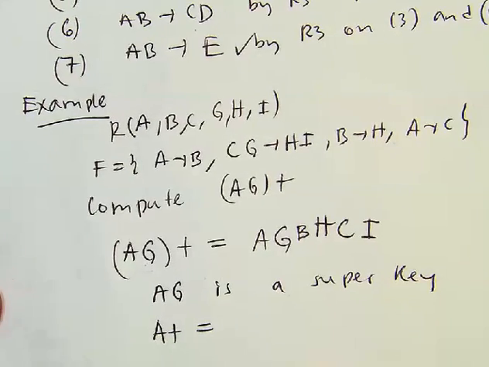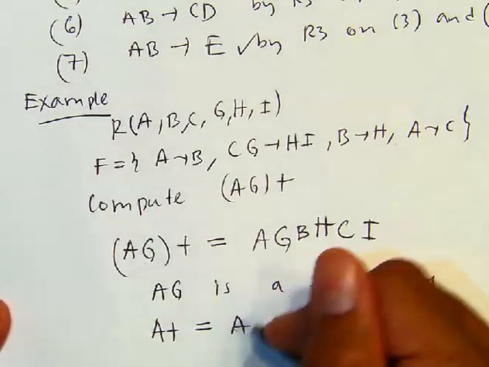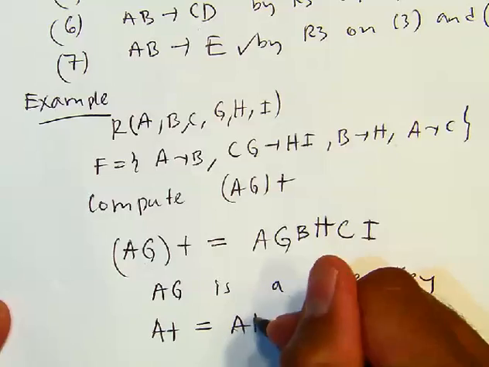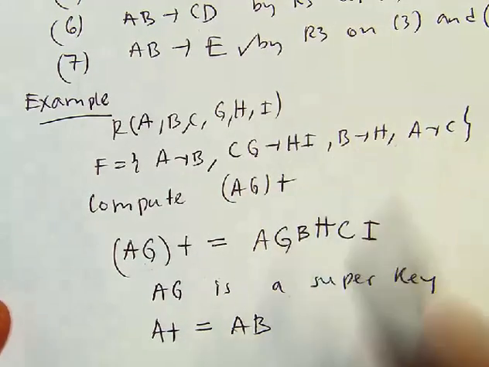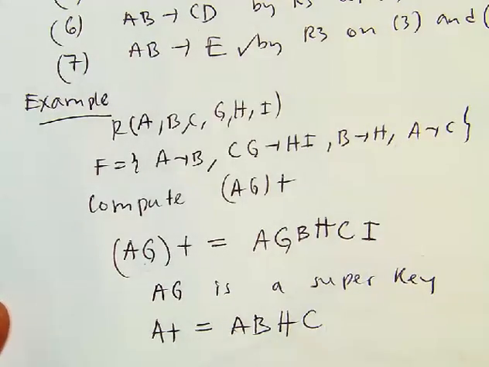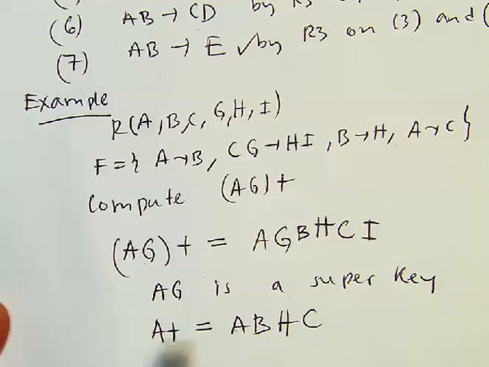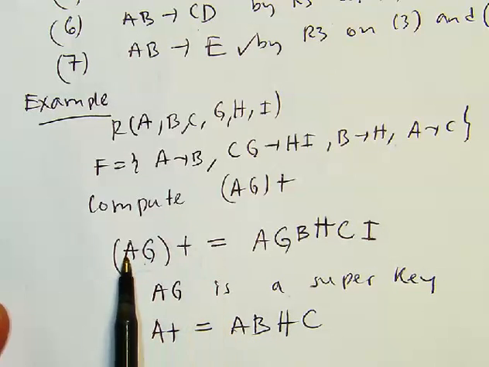A+. So for A+, we start with A. And then A gives us a B. And then is this a subset? No. Is this a subset? Yes. We got the H. Is this a subset? Yes. So the C was a change? Yes. So we iterate again. Is this a subset? Yes, the B. Is CG a subset? No. B gives H, A gives C. There is no change. So is this a key? No. So that means A by itself is not a key.